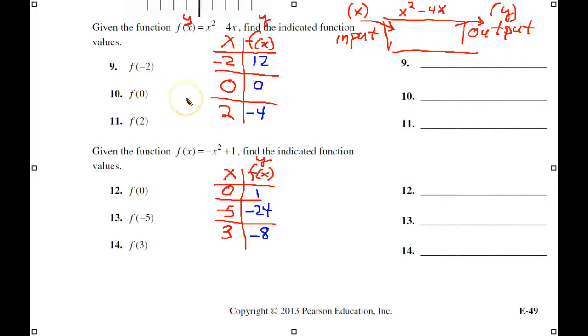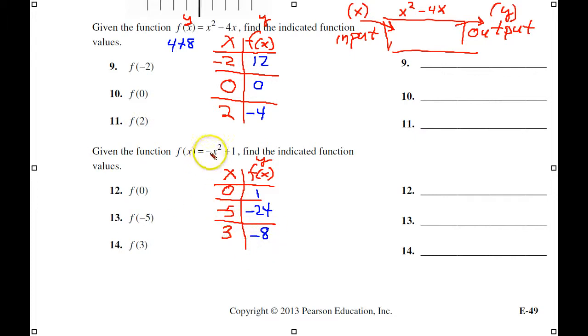So I'll do one with you. If this is a -2, -2 squared is 4. And then a -4 times a -2 is a +8. Just substituting, I get a 12. And I can do the second one because they're both 0. This is 0, this is 0, then that is 0. And then you do the same for these in both cases.